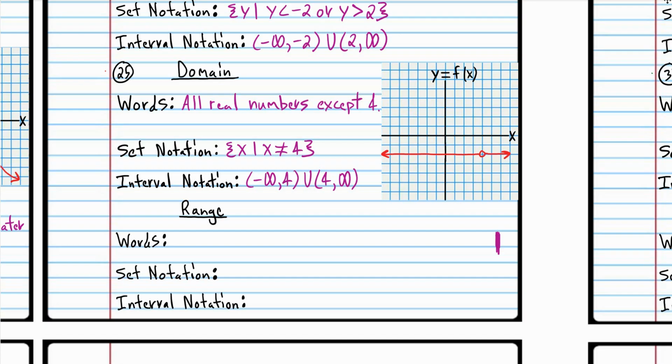Now, all the points on this line have the same y value. Remember, the range is all the y values, so the only value in the range is negative 2. So the range is the set of all y values such that y is equal to negative 2. It has to be equal to negative 2. And in interval notation, well, interval notation is not really useful here, but we just say negative 2 to negative 2, or negative 2 comma negative 2, and we use brackets.